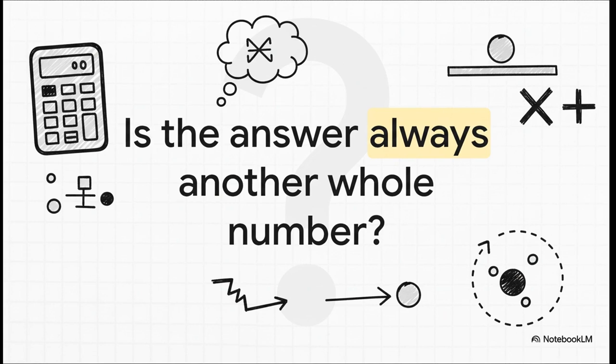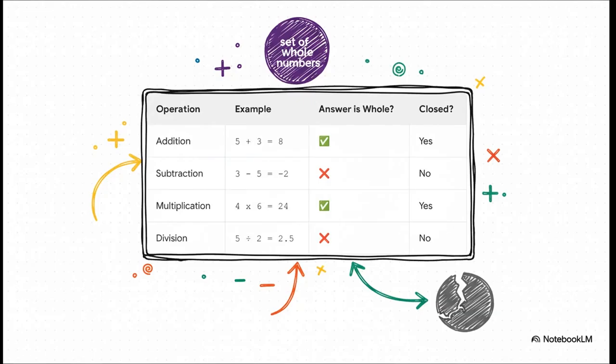Let's find out. Okay, and this table perfectly explains a cool math idea called closure. It sounds fancy, but it just means staying in the club. So look, if you add 2 whole numbers, like 5 plus 3, you get 8. Yep, 8 is a whole number, so addition is closed. It's safe. Same thing for multiplication.